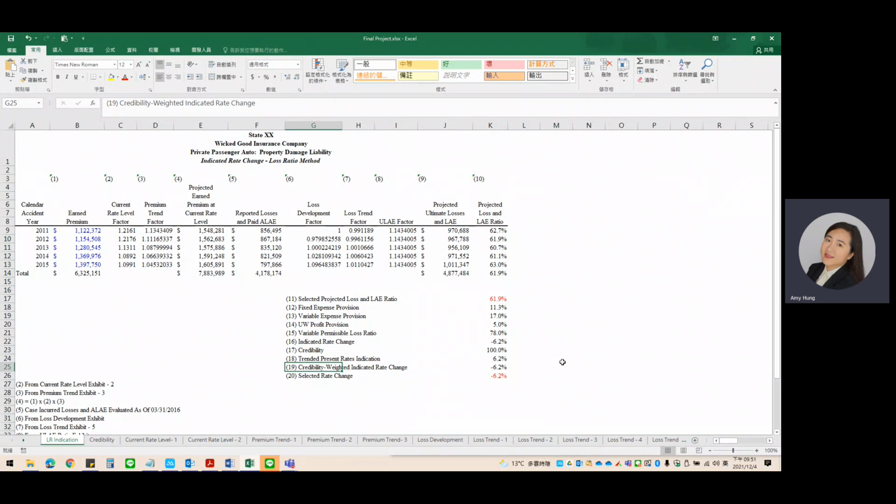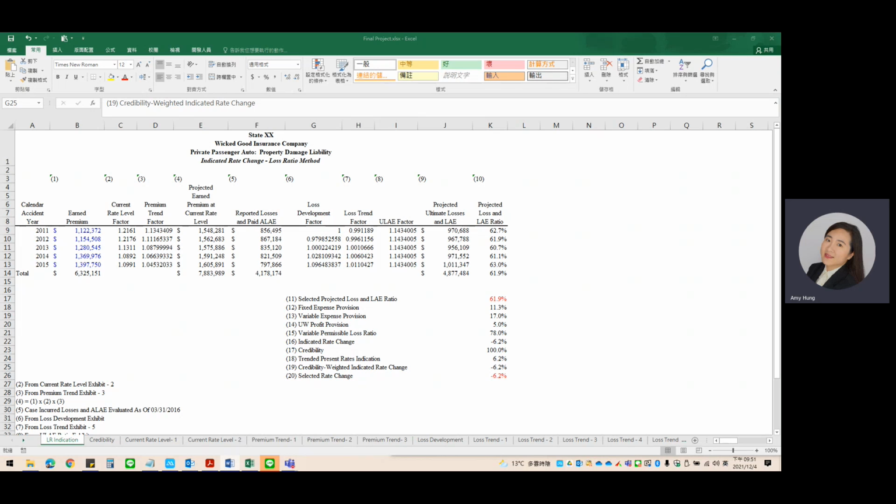Hello everyone. Today I'm going to demonstrate an example of an overall rate level indication using the loss ratio approach. I'll be talking about loss ratio indication, credibility, current level, premium trend, loss trend, UA ratio, and expense.